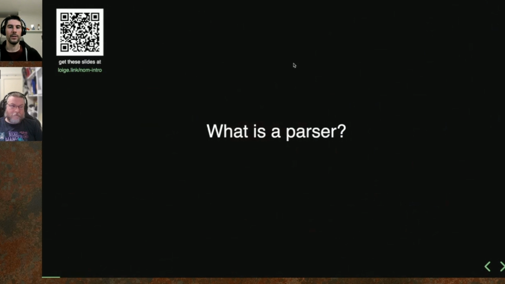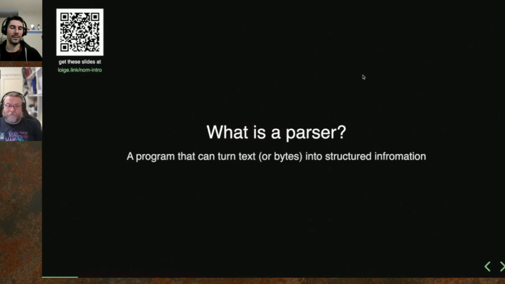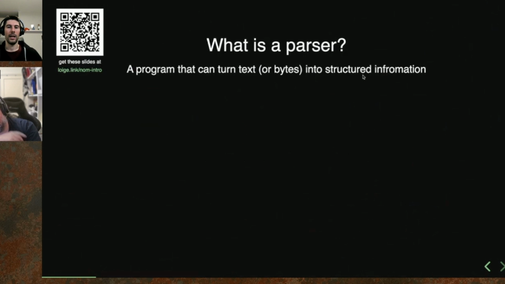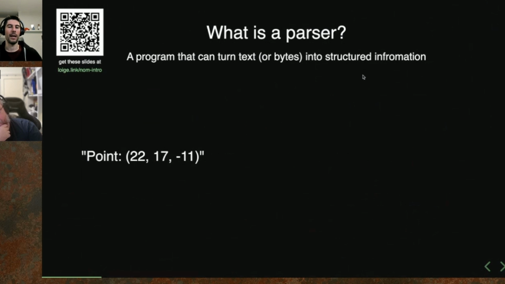Okay, so what is a parser? Basically, the simplest definition that I could think of, I don't know if it's a very academic definition, is a program that can take text or bytes and turn it into some kind of structured information. As an example, we can imagine that maybe we have a 3D file that lists a bunch of points. If we want to parse that file, maybe at some point we find a line like this and we need to figure out how to read that line and convert it into an actual object in memory that we can use in our software.